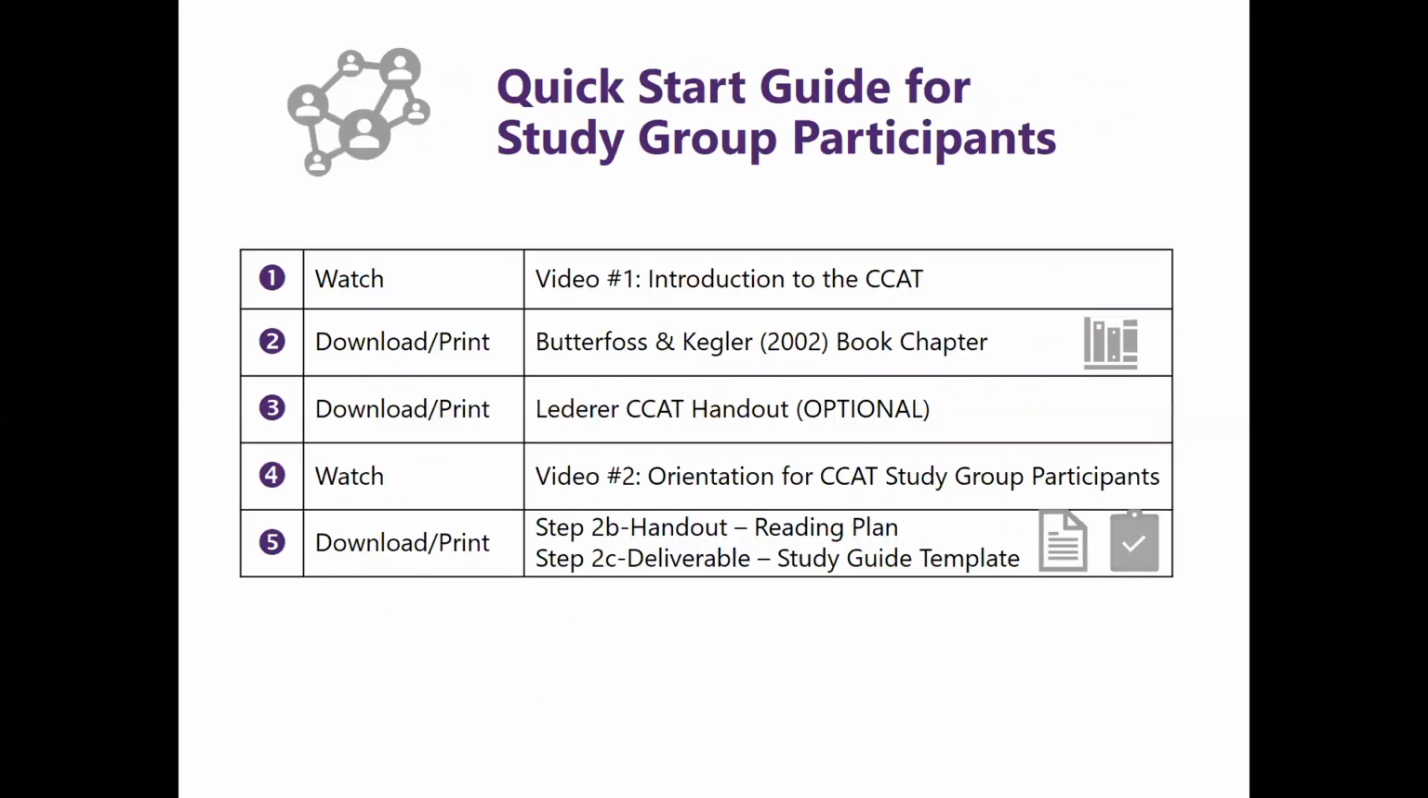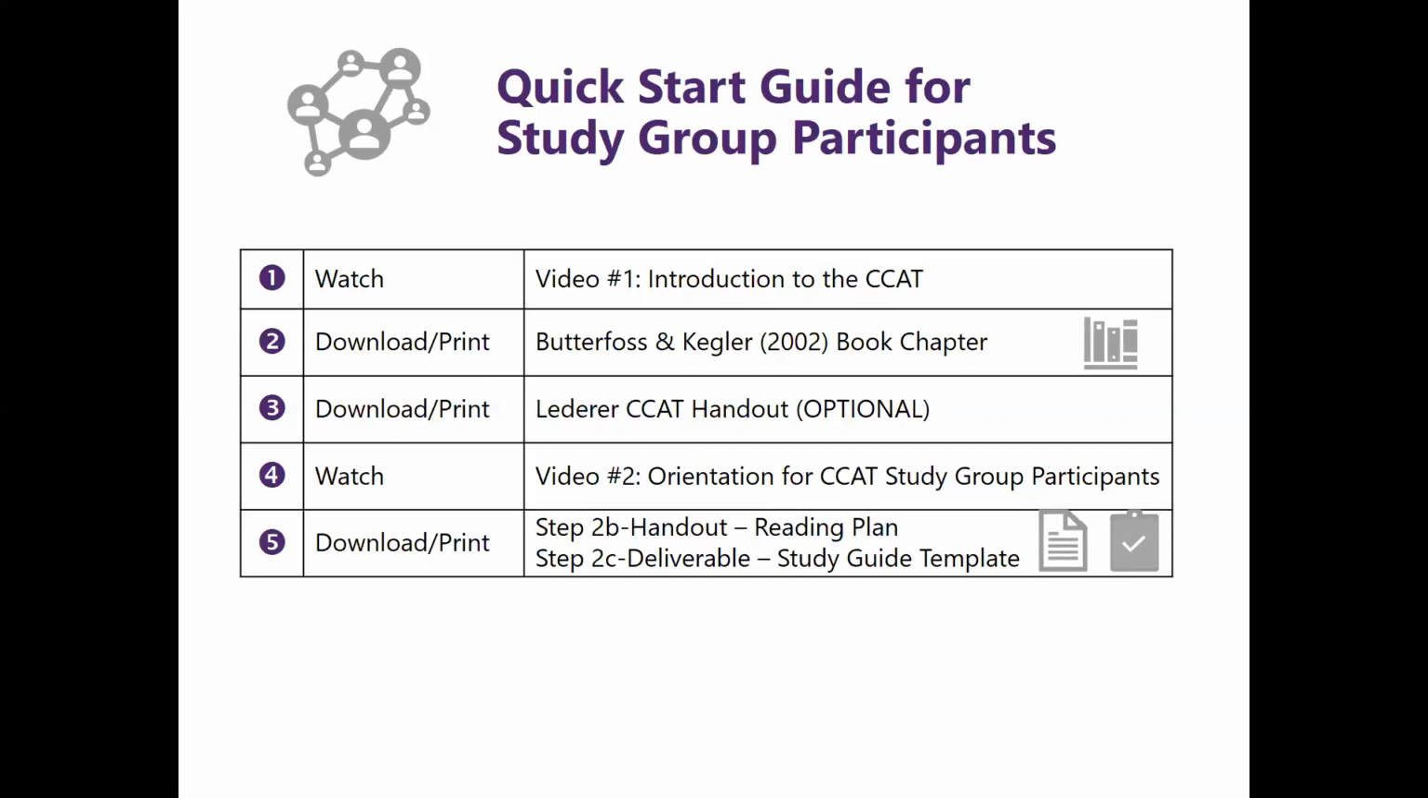To begin, if you have not already done so, please download or print the Quick Start Guide for study group participants. Please note a more extensive guide is available for co-facilitators and includes additional materials that they will use to manage the process. The study group participant version features a more streamlined list and includes the first few materials needed to begin step 1 and step 2 of the CCAT process. In addition, please make sure you have watched the separate introductory video, which offers an overview of the CCAT model.